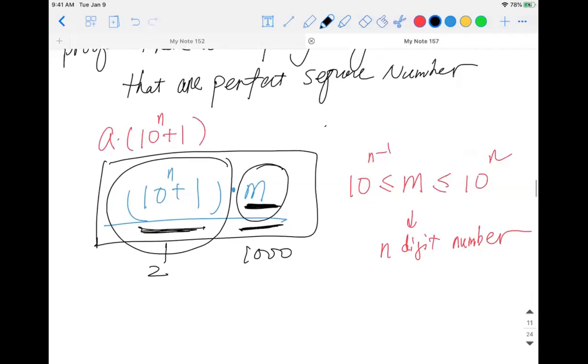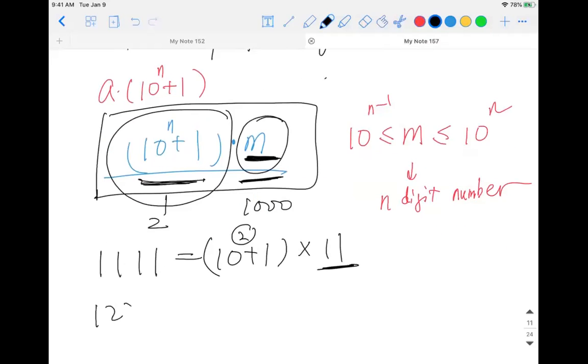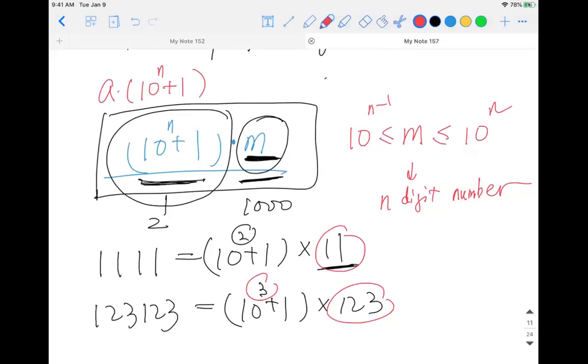I'll give an example, okay? 1111 will be written to what? 11 times 11, right? So this is to the power of 2, and this is actually a 2-digit number. 123123: I can write this as 1001 times 123, right? So this is going to be a 3-digit number. The digits of m must match the power of 10. Otherwise, m is too big or too small. You just want to make sure 123123 exactly match each other. All good?